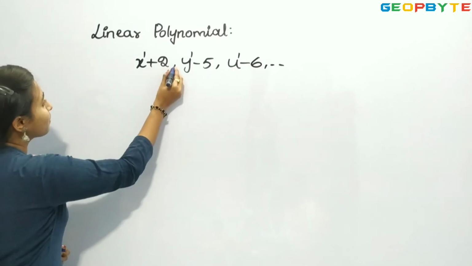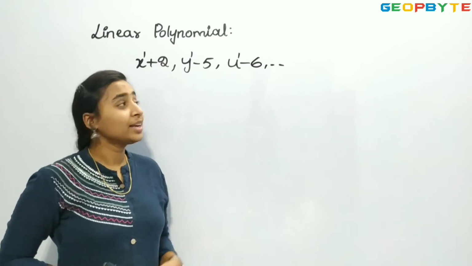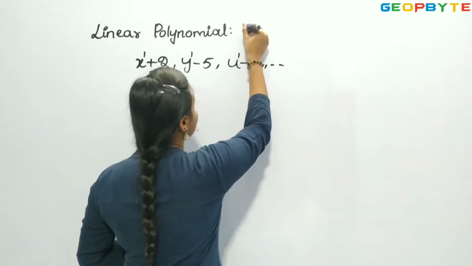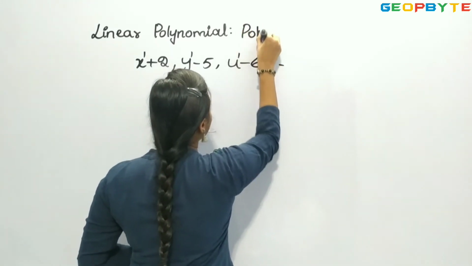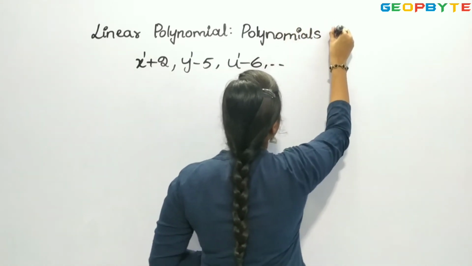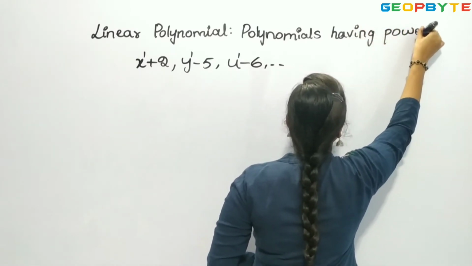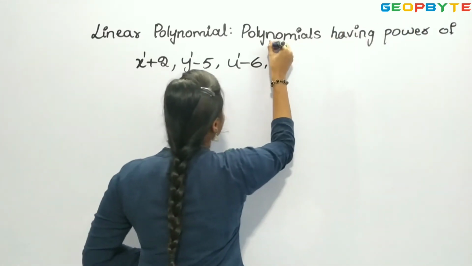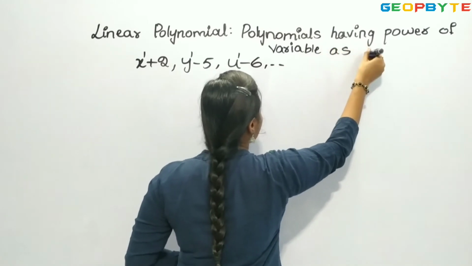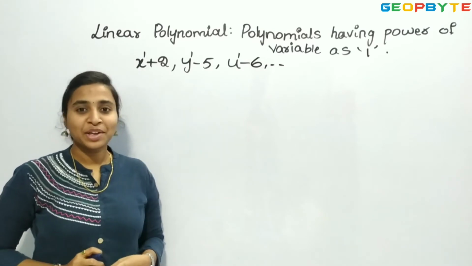We can use any other variables, but a variable having only the power 1 is called linear. Let us write: polynomials having power of variable as 1.